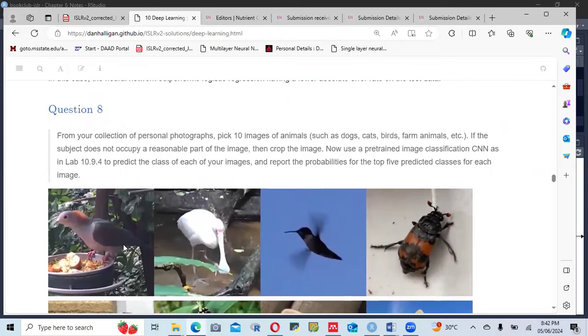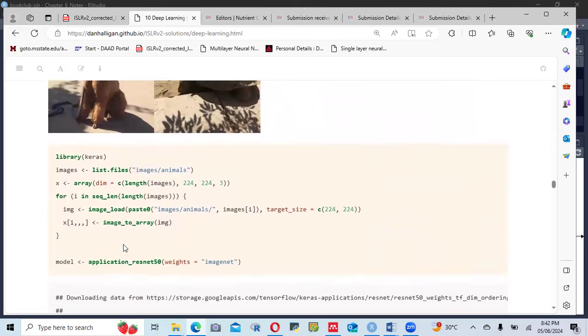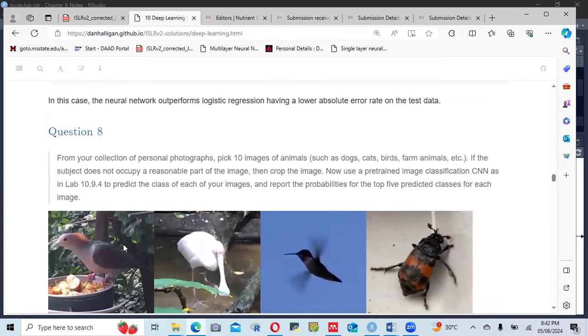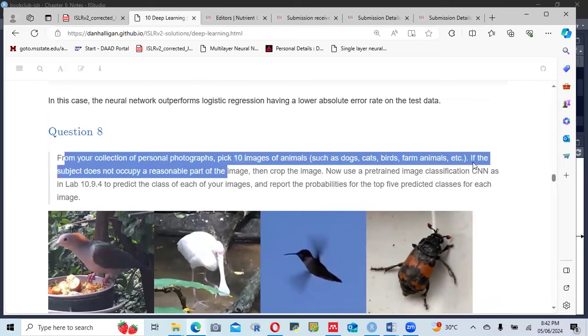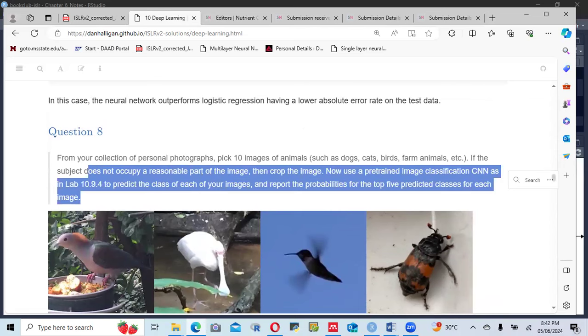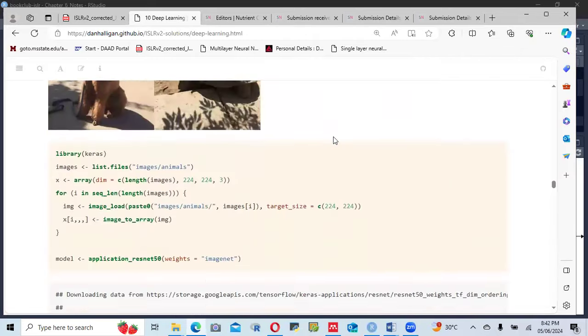So question 8, they said from our collection of personal photographs, I tried to replicate this, but I have problems installing some of the packages. For example, TensorFlow, I have problems running it. I wanted to try my hands on this, but I could not. They said if the subject does not occupy a reasonable part of the image, then we need to crop it. So these are the list of 10 images which they have.